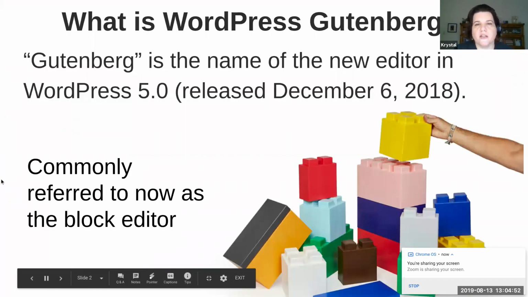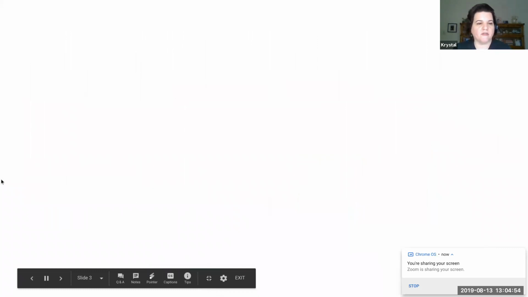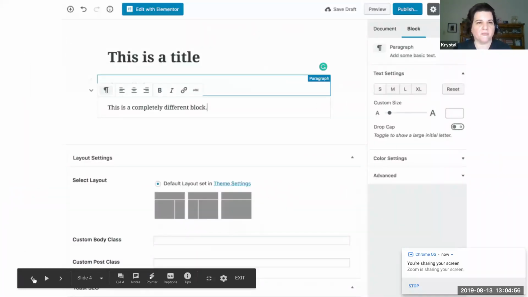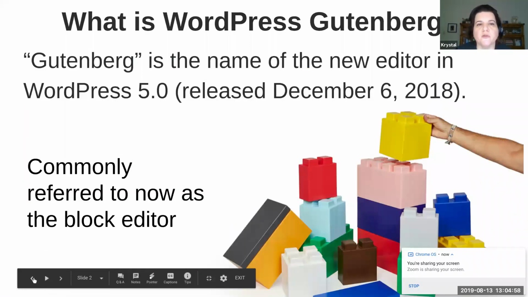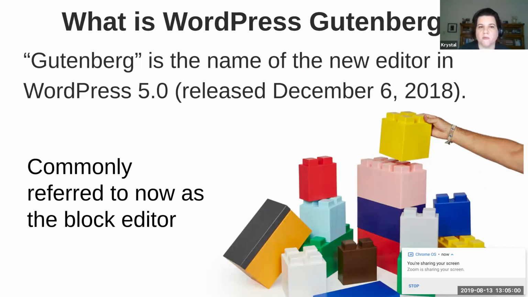So what is WordPress Gutenberg? Gutenberg is the name of the new editor in WordPress 5.0. It was released in December of 2018. It was delayed for about a year because people were frustrated with the beta version. And if you go and look, it was originally a plugin. If you look in the plugin repository in WordPress, you'll see it originally got like a 1.5-star rating.